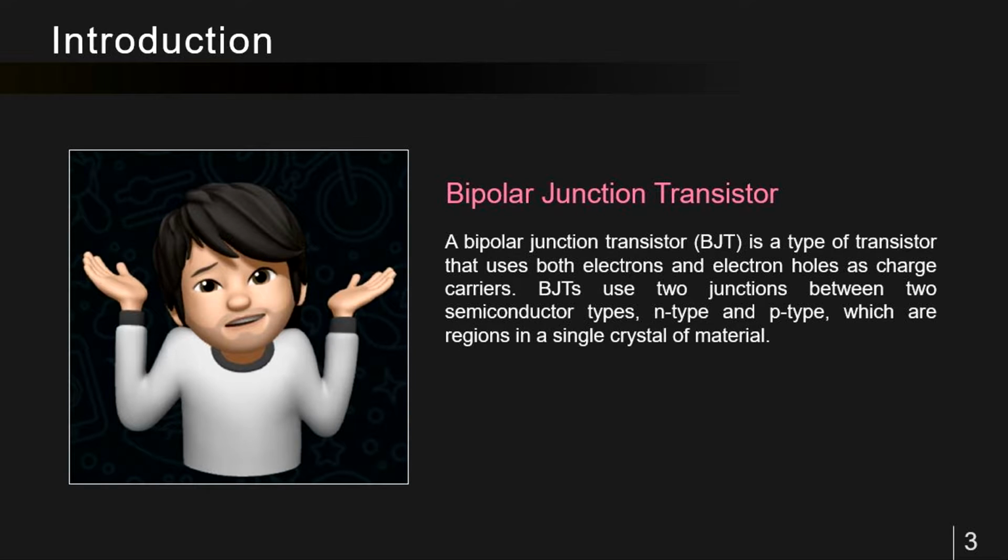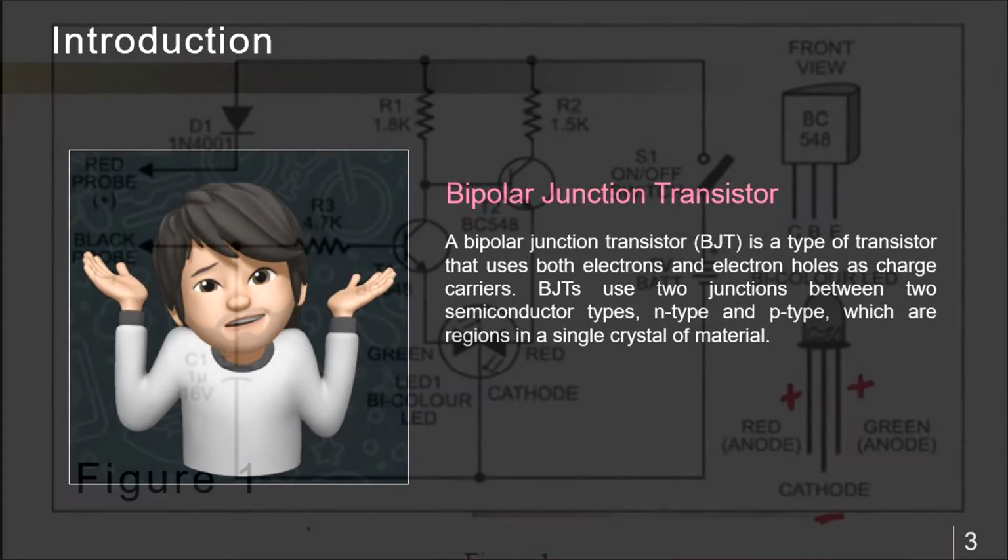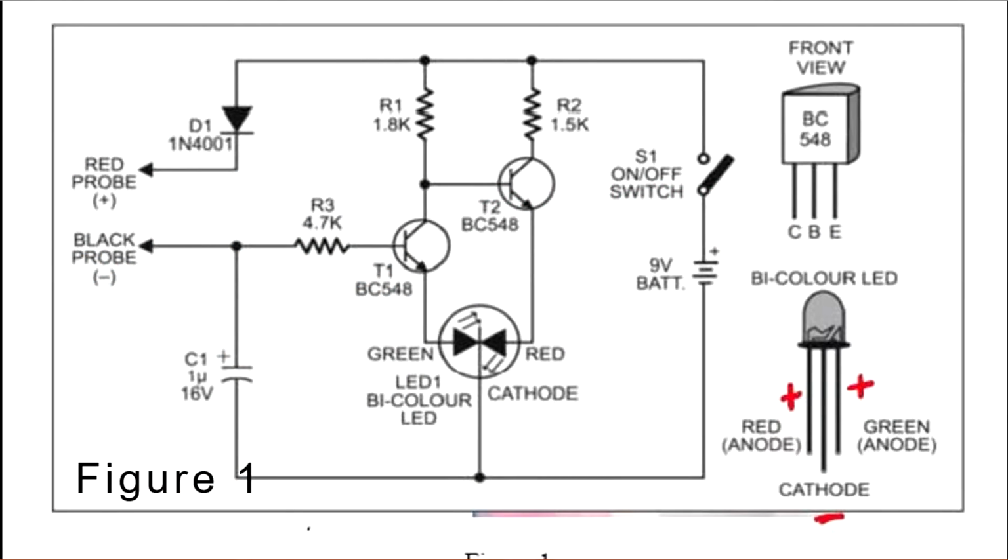And so the important part in our project is the bipolar junction transistor. It is a type of transistor that uses both electrons and electron holes as charge carriers. A BJT uses two junctions between two semiconductor types, n-type and p-type, which are regions in a single crystal of material. So as you can see, the example is in the picture in the slide.